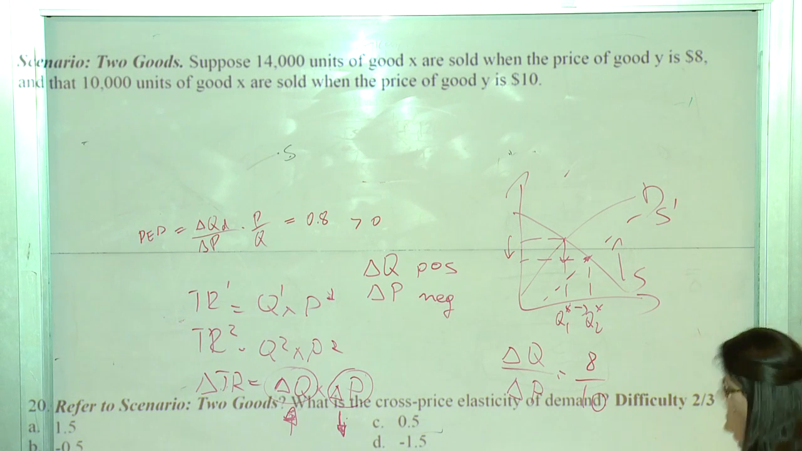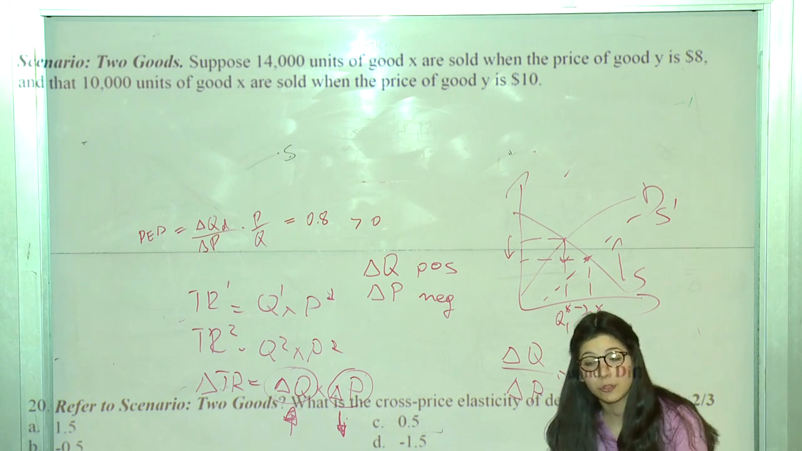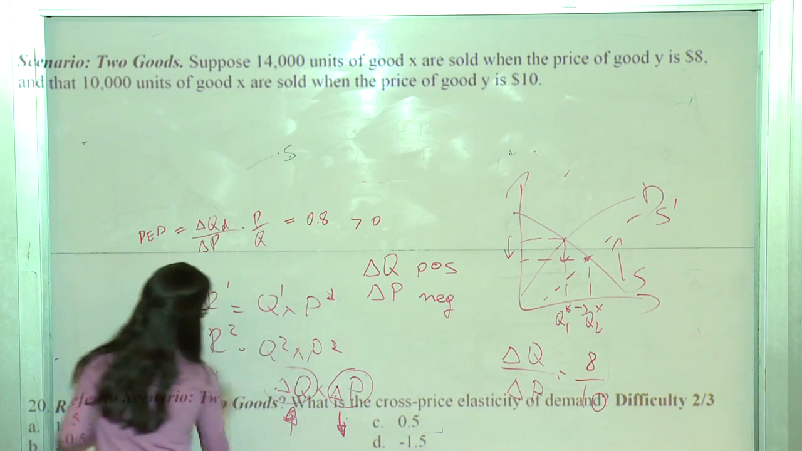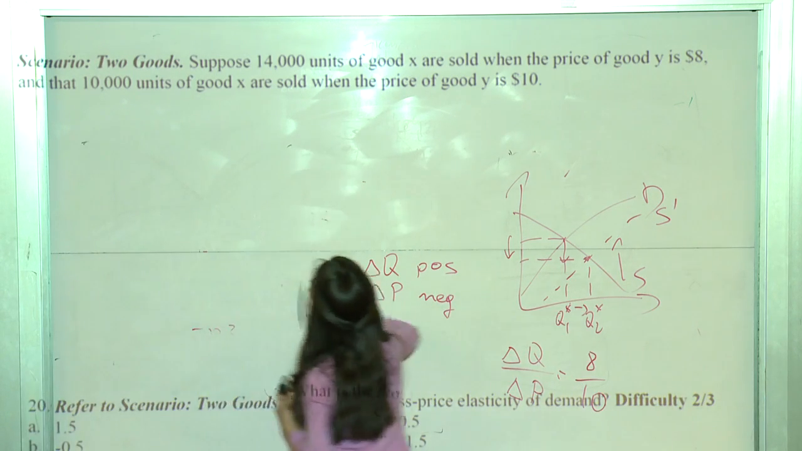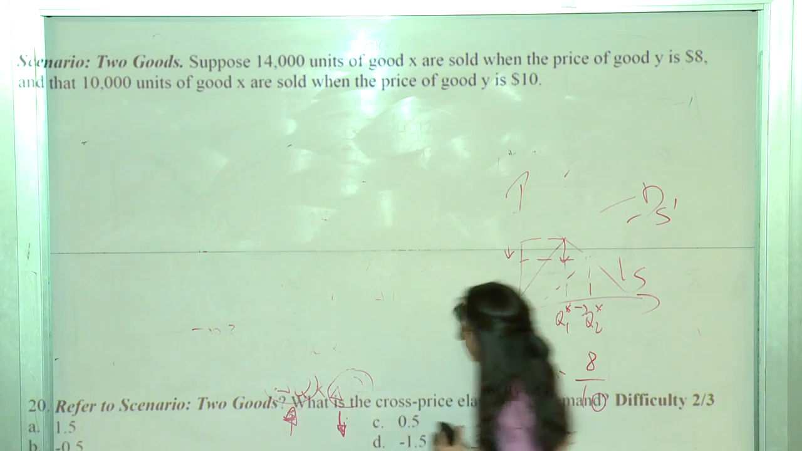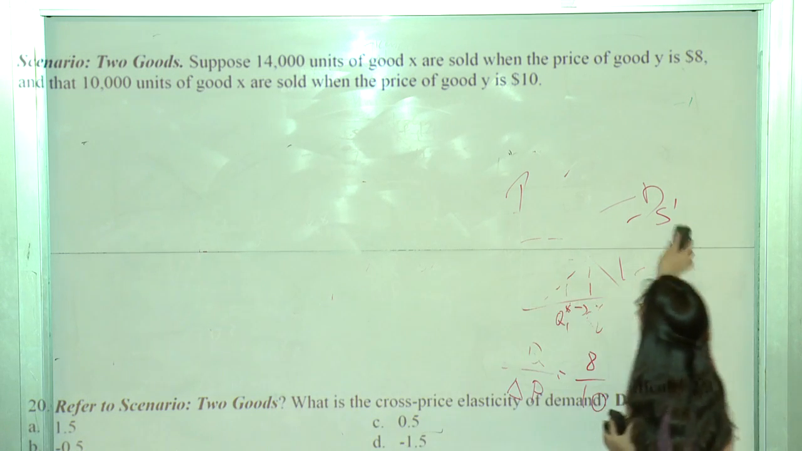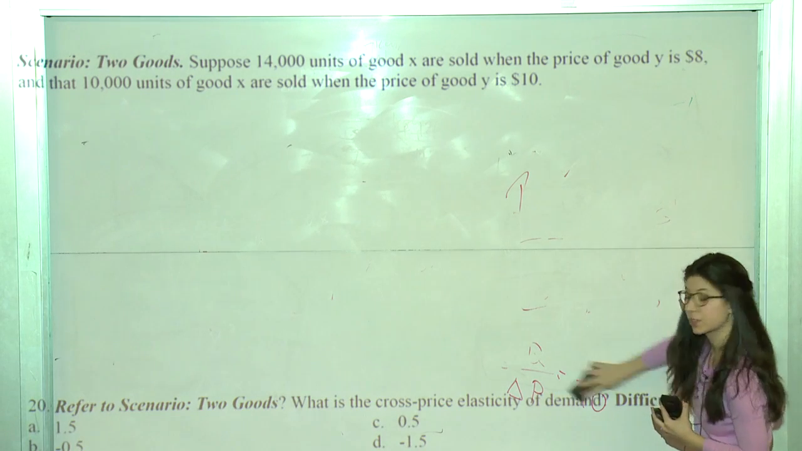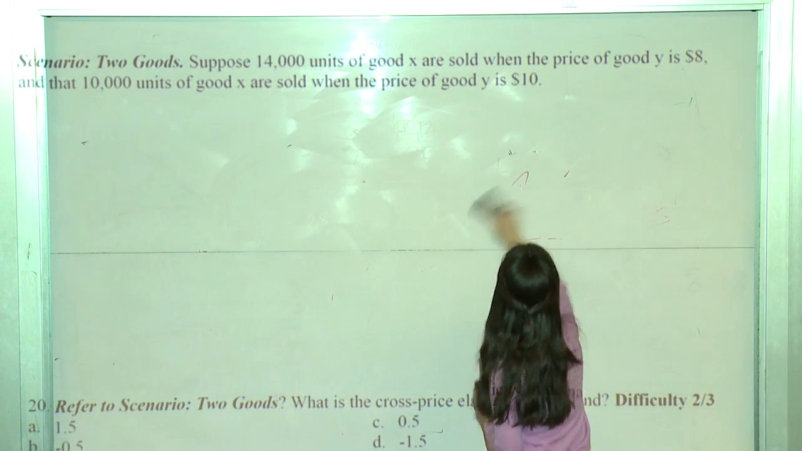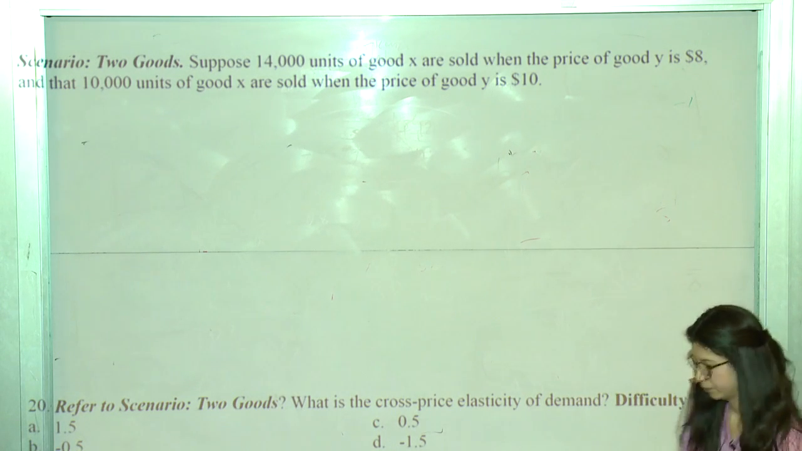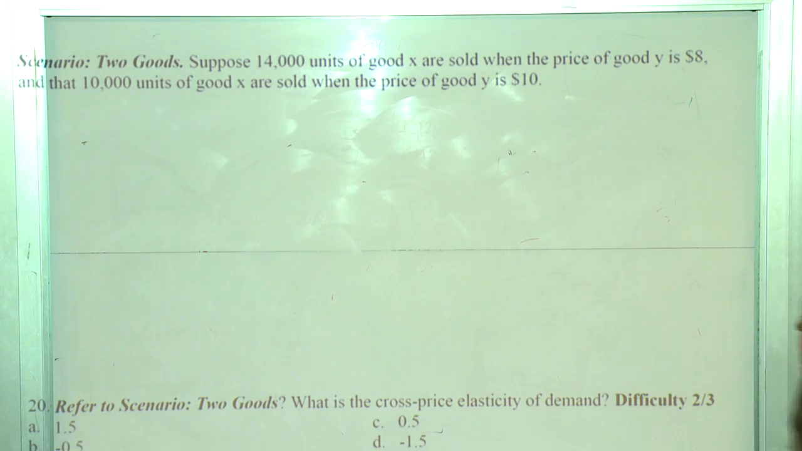So question 20 presents us with a scenario in which we have two goods. We have good X and we have good Y. And we're told the following. We're told that 14,000 units of good X are sold when good Y has a price of $8. Then we're also told that 10,000 units of good X are sold when the price of Y is $10. And then we're asked, what is the cross-price elasticity of demand?